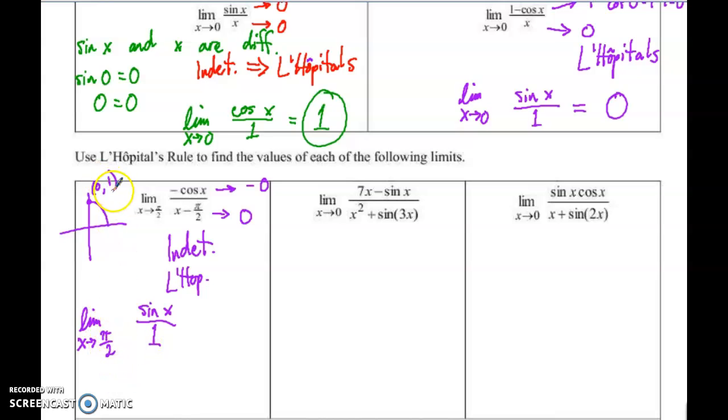Well, now when I plug in, sine of pi over 2 is 1. And 1 divided by 1 will give me 1. That's our answer.